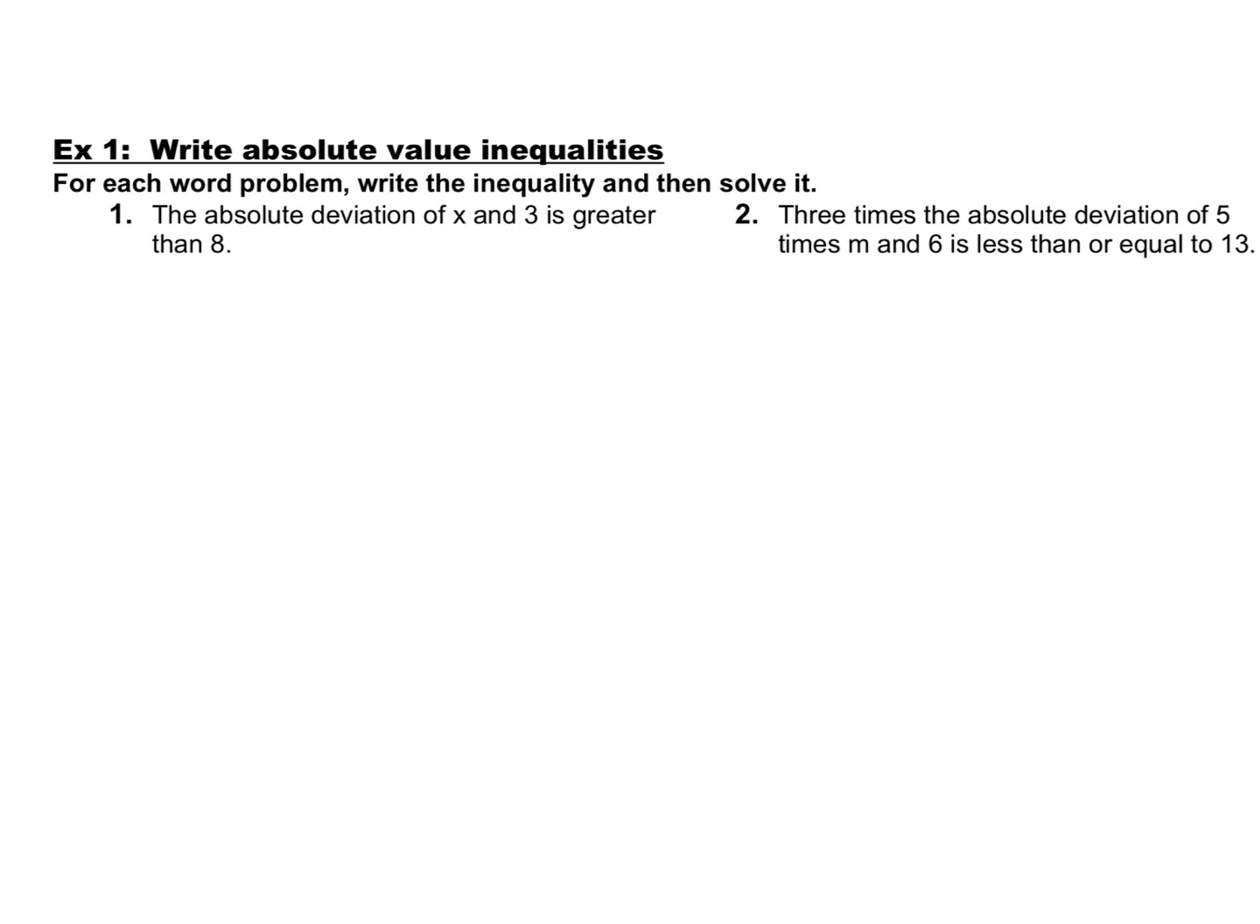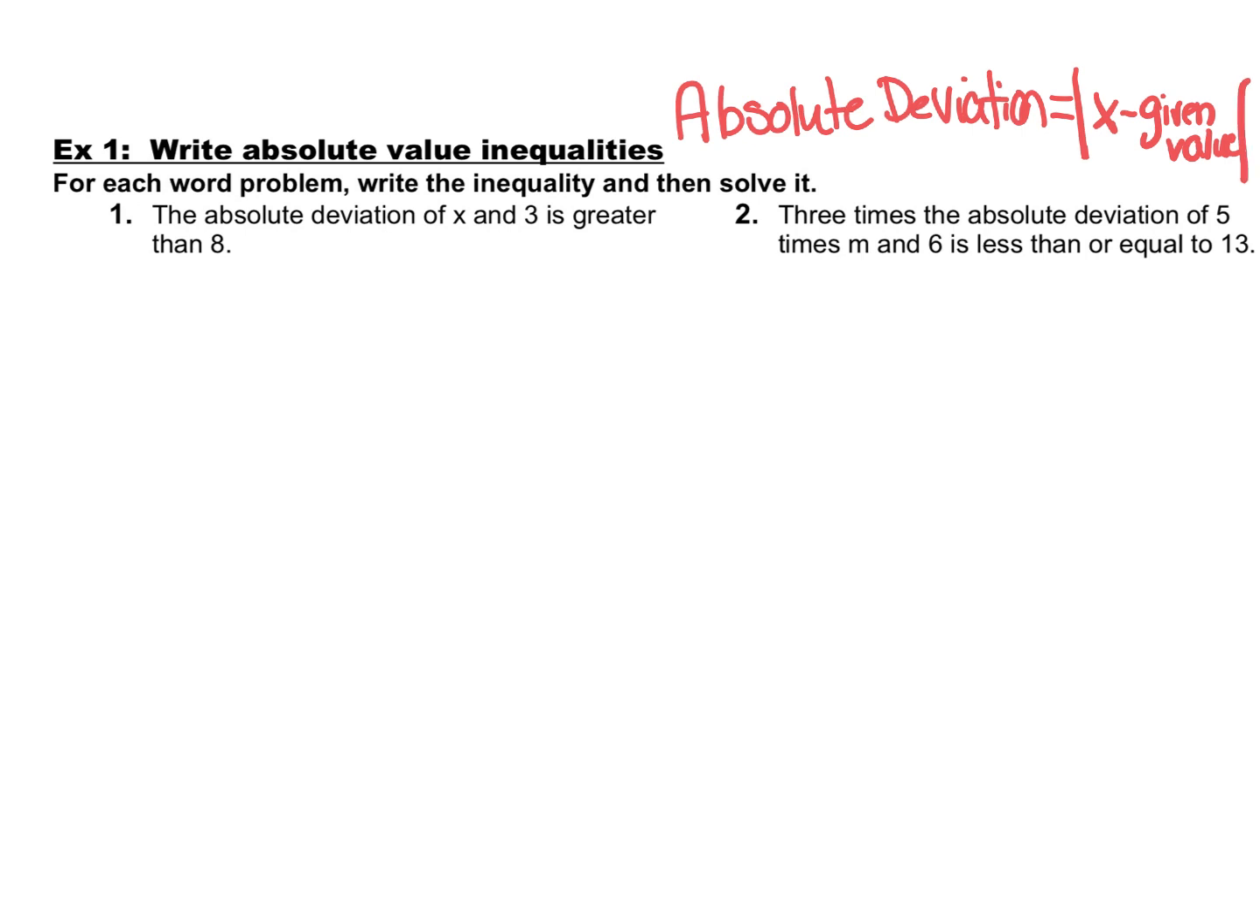All right, so now let's talk about how we write absolute value inequalities. Something that you need to know is that the absolute deviation is equal to the absolute value of x minus the given value. I kind of ran out of room there.